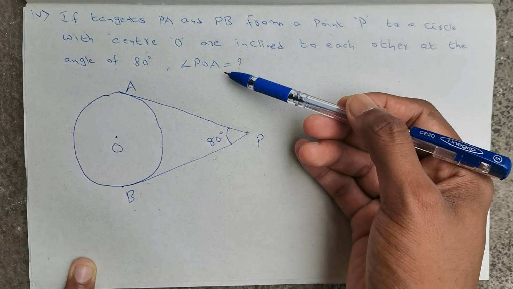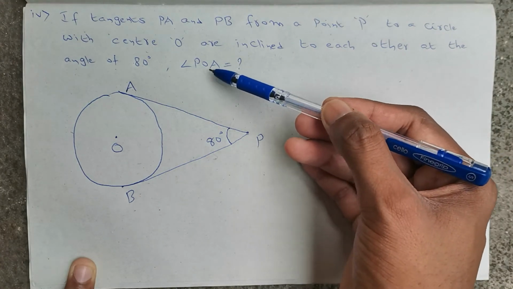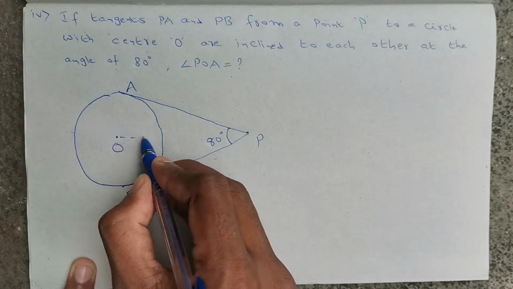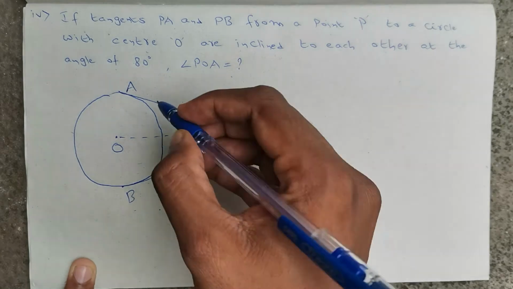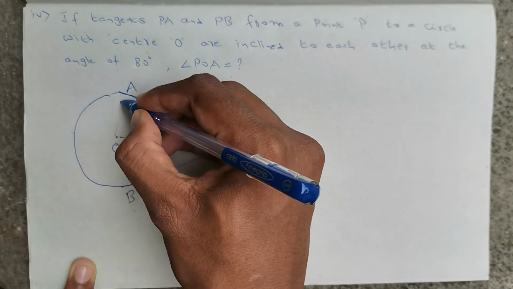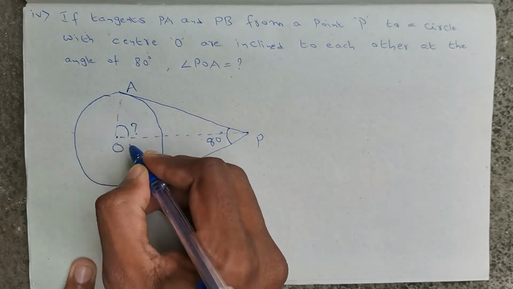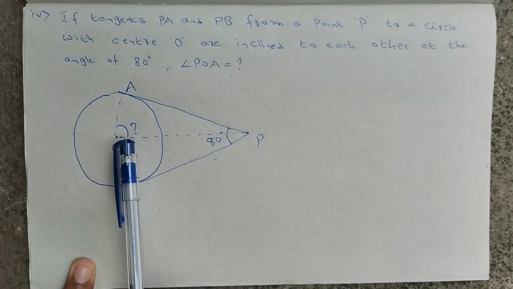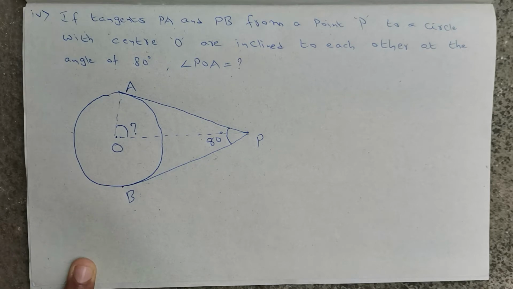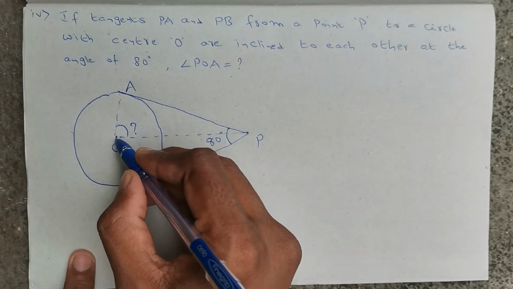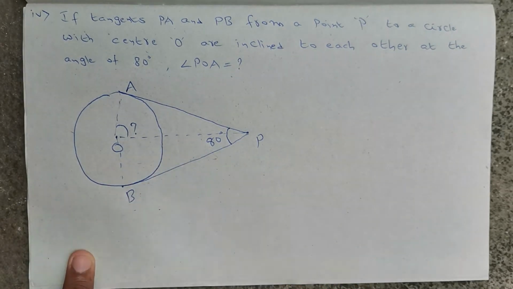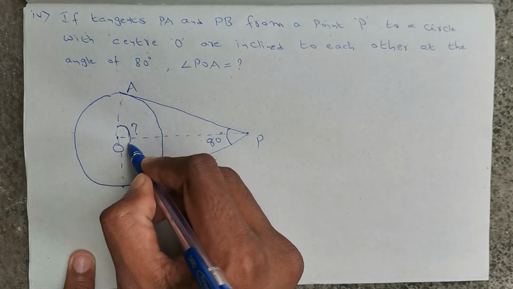Then he is asking to find the value of angle POA. If I join it, this angle he is asking. How much? Angle POA. Okay, now what I will do? I am joining this O to B also. So here we will get one complete angle.